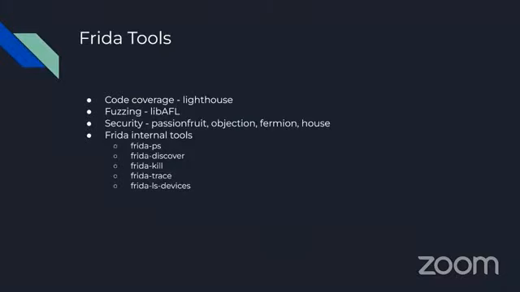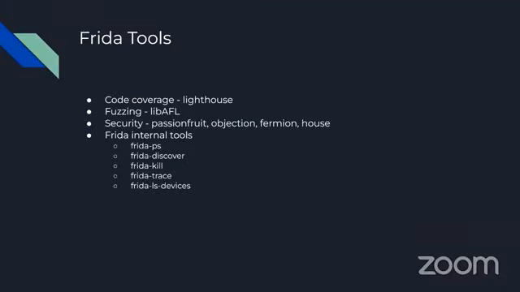Frida also comes with its own set of tools, for example frida-ps, frida-discover, frida-kill, frida-trace, and frida-ls-devices. frida-ps will just list all the processes which are running. frida-trace is used for dynamically tracing function calls. All we have to do is provide the method or the API, and then it will automatically create the handlers folder with the dummy Frida snippets.